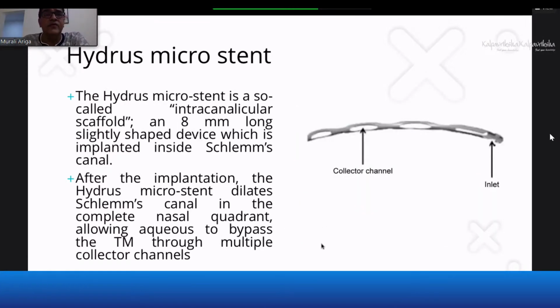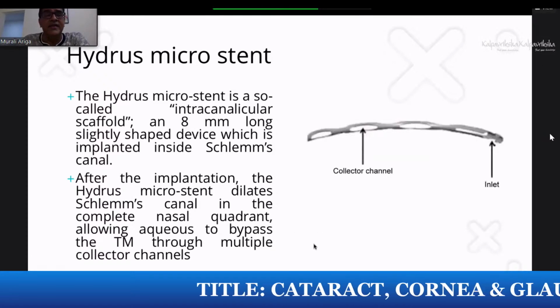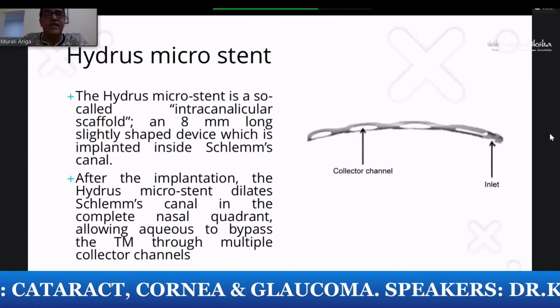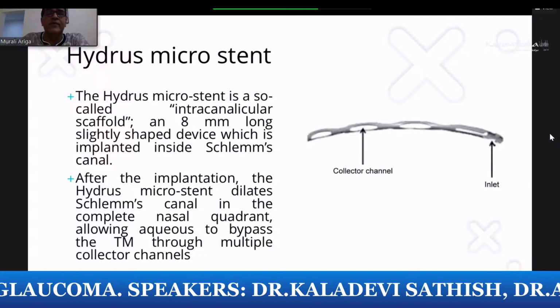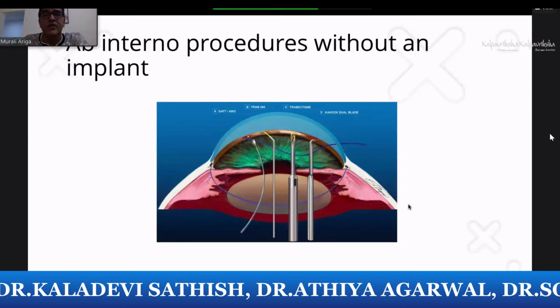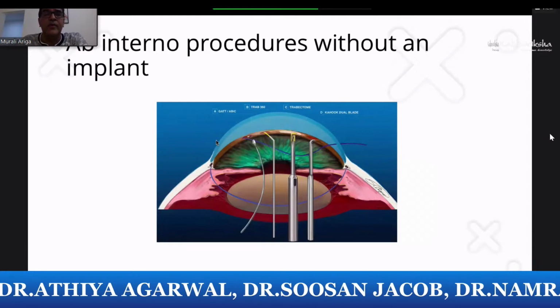The Hydrus microstent is a so-called intracanalicular scaffold, which is kept like this and actually goes into the Schlemm's canal, keeps it dilated in the nasal quadrant, and allows the aqueous to bypass the trabecular meshwork through multiple collector channels. This is difficult to do, but it's actually a very elegant procedure which is probably worth looking at in the future. Ab interno procedures without an implant include all of these. This one is called the GATT, which has become quite popular even in India.